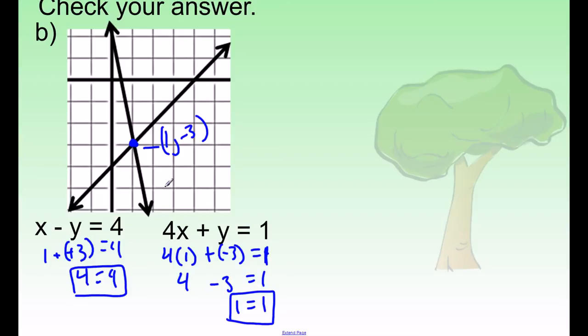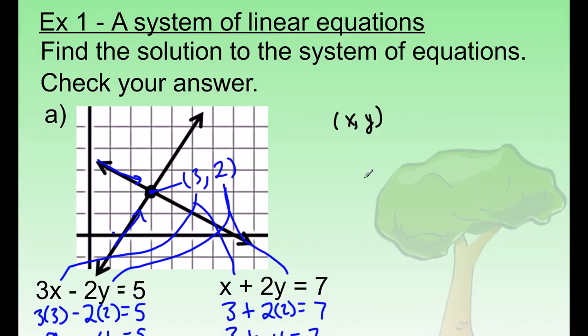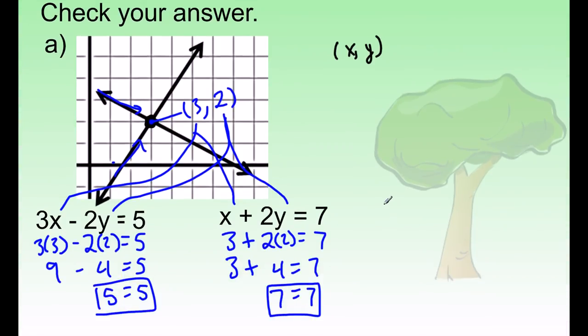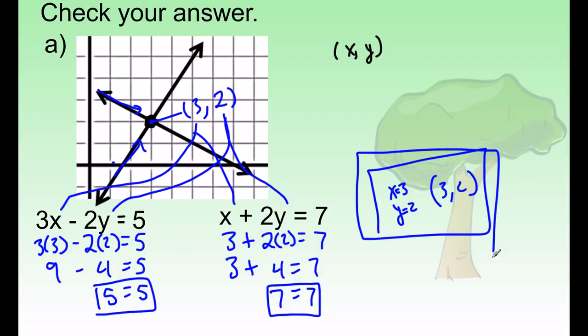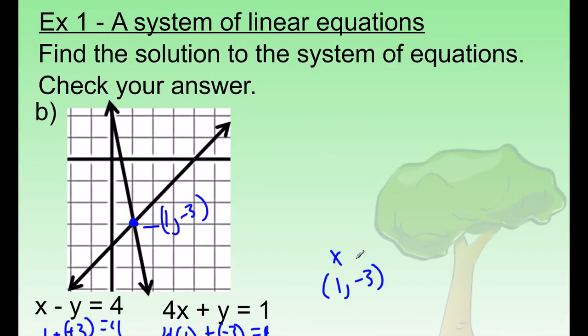So that point makes both equations true. That point is a solution to both equations, and we have our answer. The solution to that system of equations is the point 1, negative 3. The solution to this system of equations was an x value of 3, a y value of 2, which is the point 3, 2. That is the solution to this problem. When x is 3 and y is 2, both of them are true. When x is 1 and y is negative 3, both equations are true.